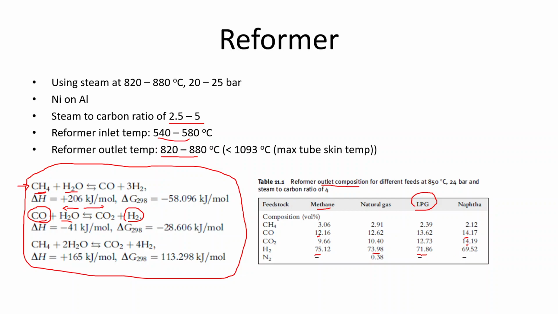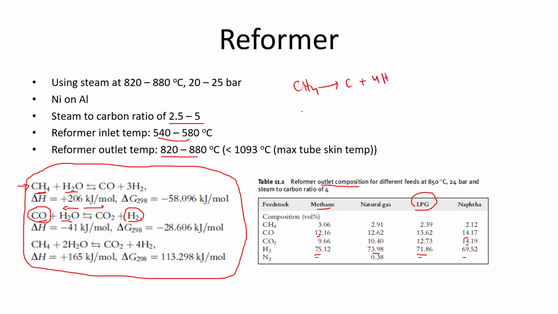And then if we see here, the hydrogen concentrations, the heavier we go, the lower the hydrogen outlet concentration. Simply because the feed itself already contains, relative to the C, lower hydrogen. If you understand. Because if we have methane coming in, we have C and then 4H, right?